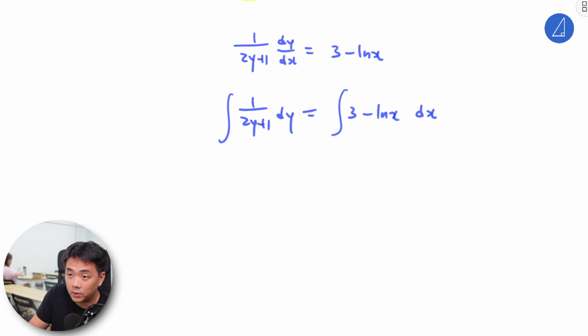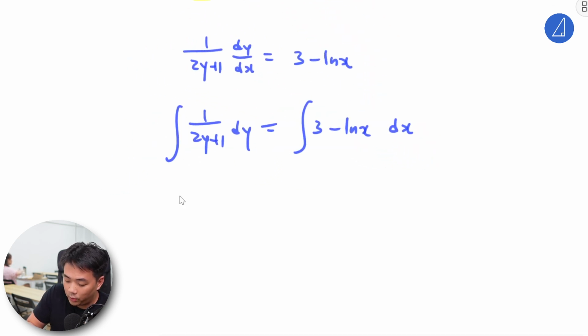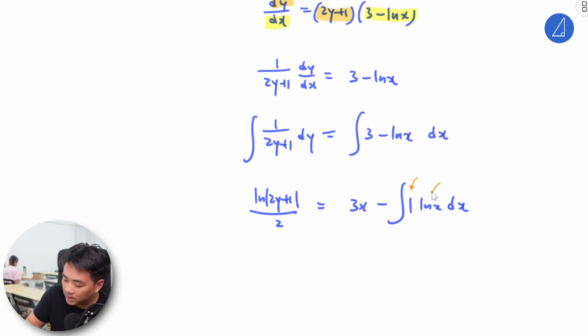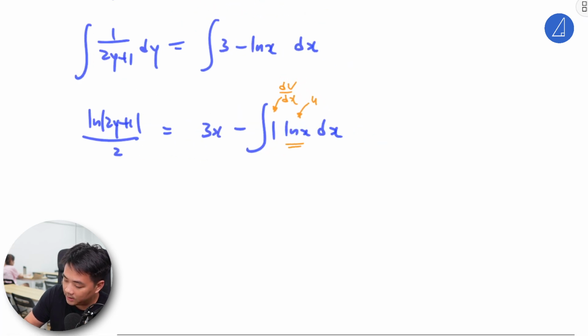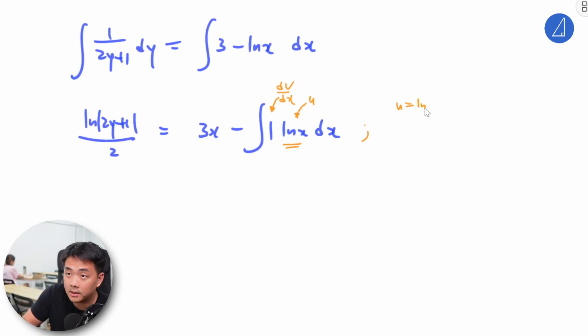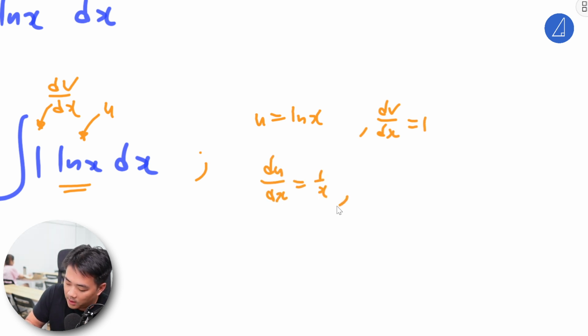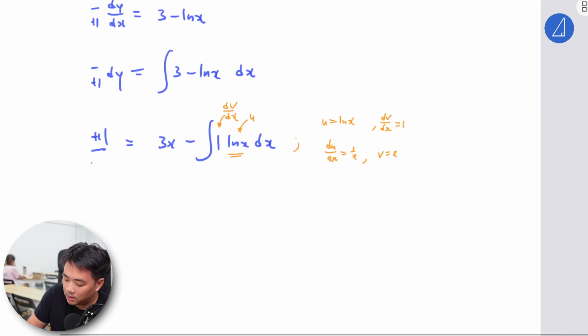This is what we learned in secondary school, which is you get ln 2y plus 1 over 2. Then this is 3x minus the integral of ln x. Integrating ln x will mean we need to use by parts. So in this case, by parts, this is my u, this is my dv dx. I'm going to side quest a bit. So u equals ln x, then dv dx equals 1. So du dx equals 1 over x, and v equals x. So we can just integrate ln x like that.